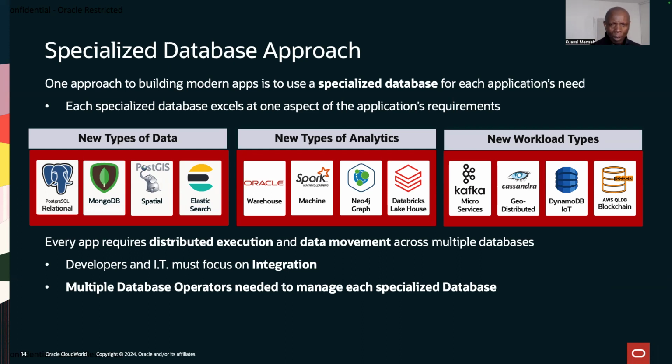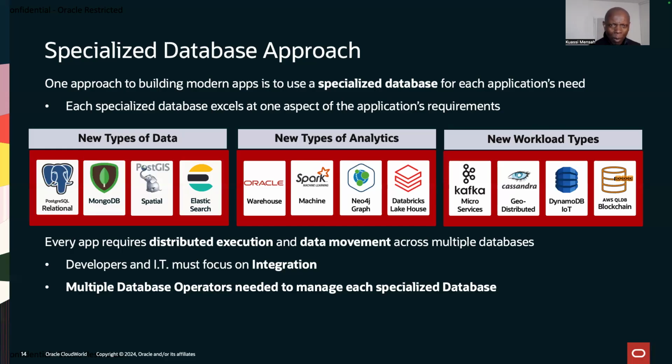So for example, if you have relational, you will use Postgres or some other. For JSON, for documents, you will use MongoDB. For spatial, you will use PostGIS and Elasticsearch. For analytics, you could use Oracle Warehouse and also Spark for machine learning. Then Neo4j for graph, etc. So you see the pattern here, which is use a specialized engine for a specific use case. That's the specialized database approach.